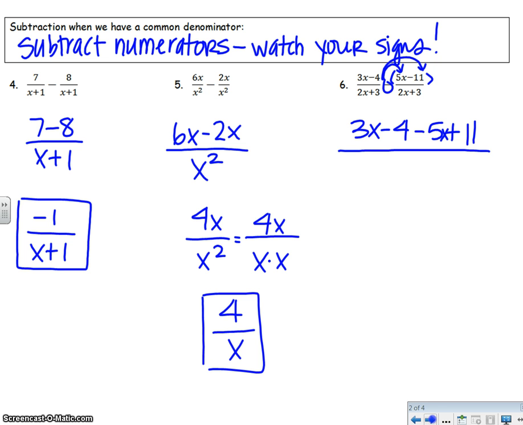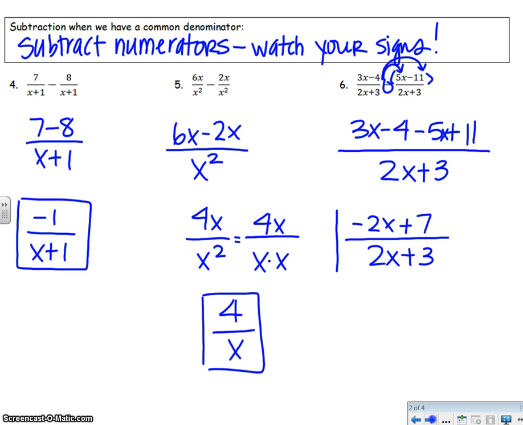So we have, that is all over 2x plus 3. So now 3x minus 5x is negative 2x, and negative 4 plus 11 will be plus 7. That is over 2x plus 3. Remember, even though we have a 2x both in the numerator and the denominator, we can't factor anything the same, so we cannot reduce that at all, so that is our final answer.